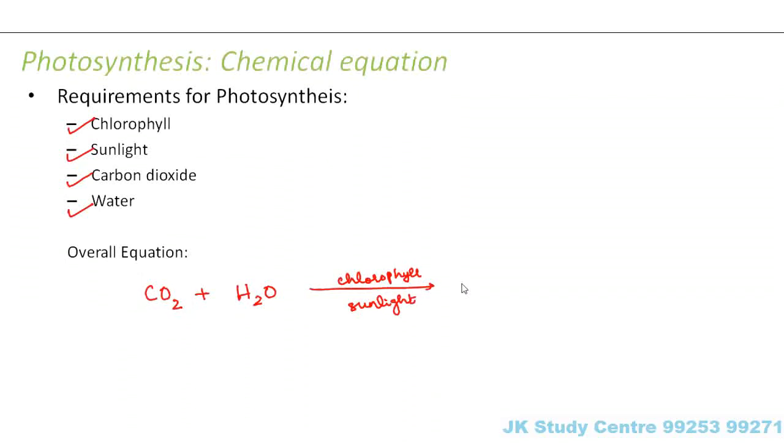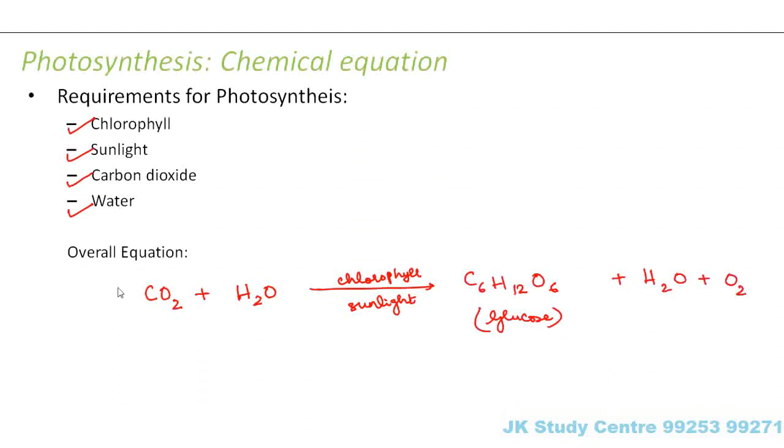What is the food? The food which is prepared is stored in the form of starch. And what is starch? It is a polysaccharide. That means starch is made up of too many glucose units. So what is the food that is prepared? That is glucose, C6H12O6. This is glucose. So glucose plus water plus oxygen.